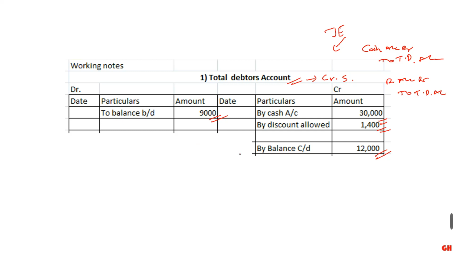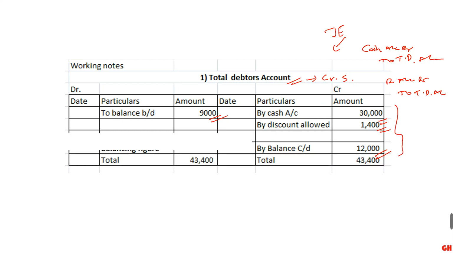Now we have to do the balancing and find out the missing figure. If we add both sides, this is the heavier side, the total is 43,400. Now the balancing amount will be 34,400. That is, if we deduct 9,000 from 43,400, your answer will be 34,400. So this will be called credit sales.